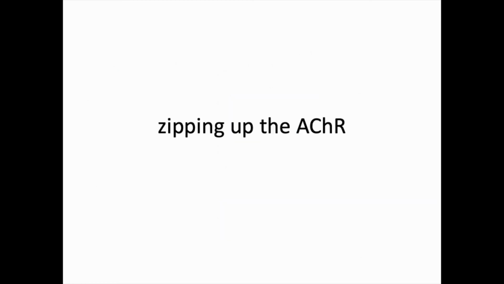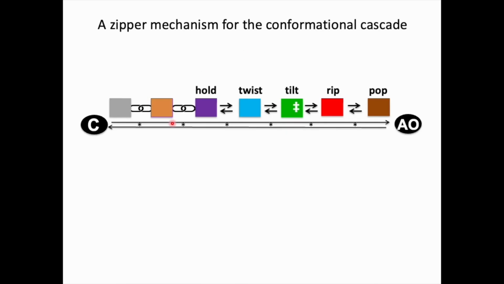So in the final section of this chapter, I'm going to zip up the ACHR, using that zipper mechanism that I invoked for the mechanism that coupled catch with hold. That zipper mechanism, that linear free energy relationship, is shown by this paperclip symbol, showing that catch here in orange and hold are linked by a linear free energy relationship, where catch promotes hold by lowering the transition state. And that is what I call the zipper mechanism.